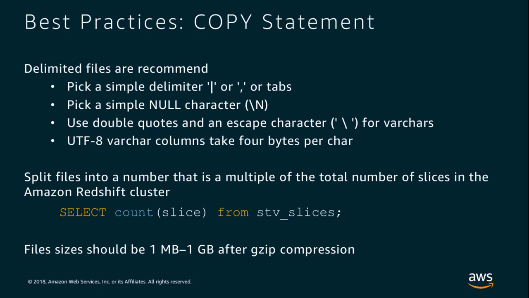Because that no longer is the case, you'll probably want to check the number of slices in one of our system tables called stv_slices. If you just count the number of slices in there, that'll give you the global number of slices in your Redshift cluster. Our best practice for the number of files is that there should be an equal number of files as you have slices, or a multiple of that. So for example, if your cluster had 64 slices, 64 files would work really well, as would 128 files, just as an example.